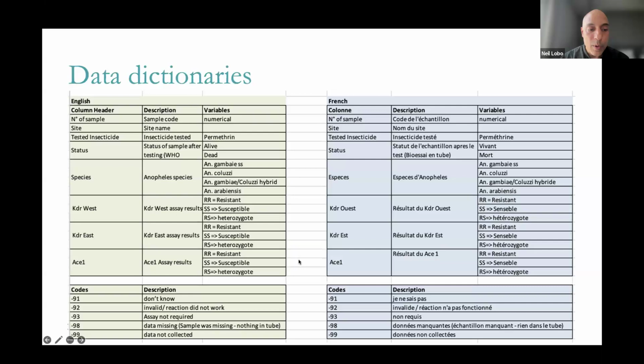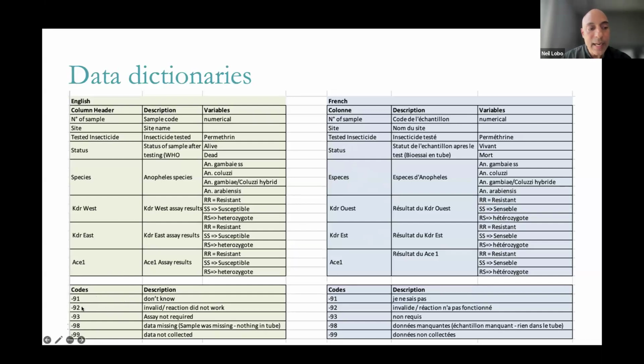Another vital component of data dictionaries is things that don't necessarily match what you do. And these are my codes that I use. Please use your own codes. For example, -91 in a cell means I don't know. For example, the sample disappeared and you don't know what happened to it. You might say -91. You don't know what happened to that sample.